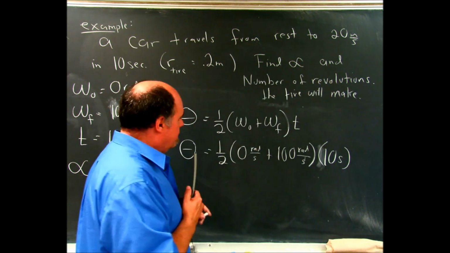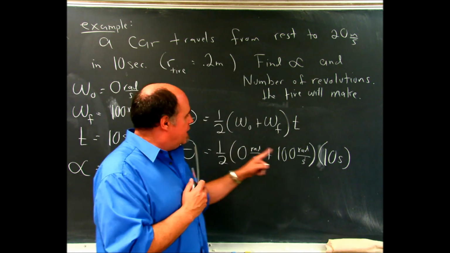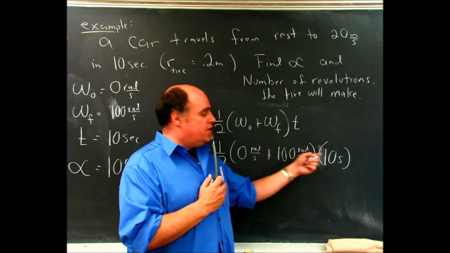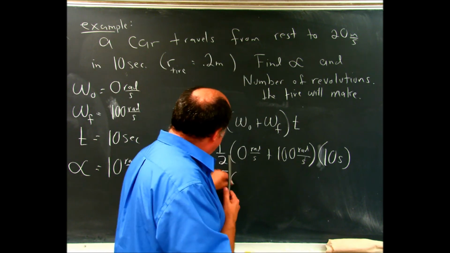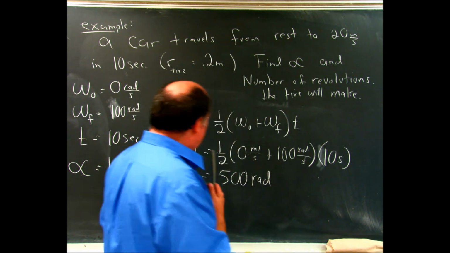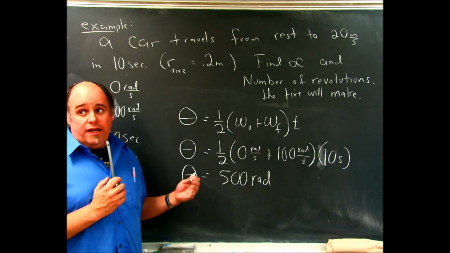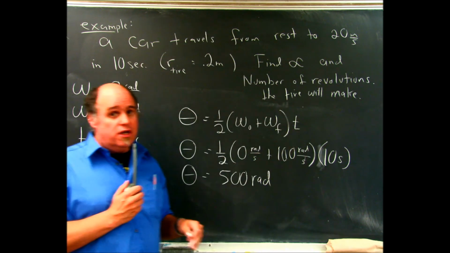So when I plug that in, 1/2 times 100 is 50, and 50 times 10 is 500. So my displacement comes out to be 500 radians. Okay. Now, that's an answer, but it's not the answer, because they wanted to know how many revolutions are going to be involved with this.